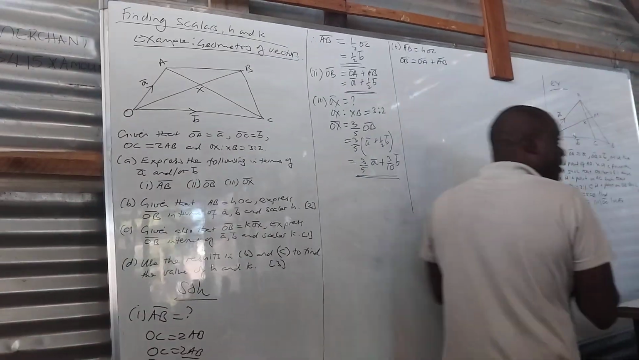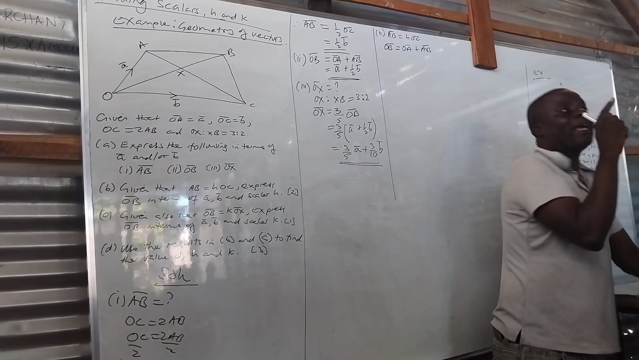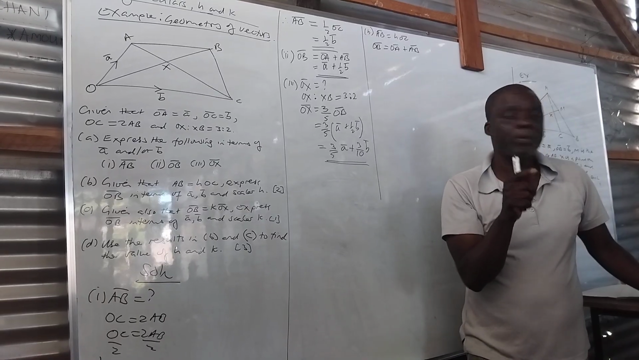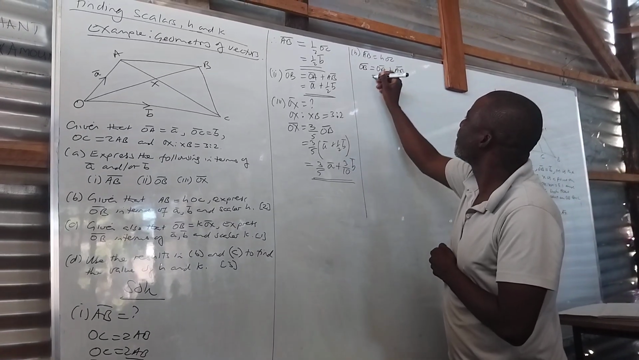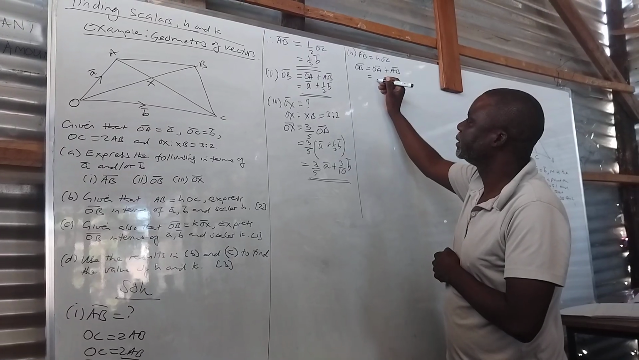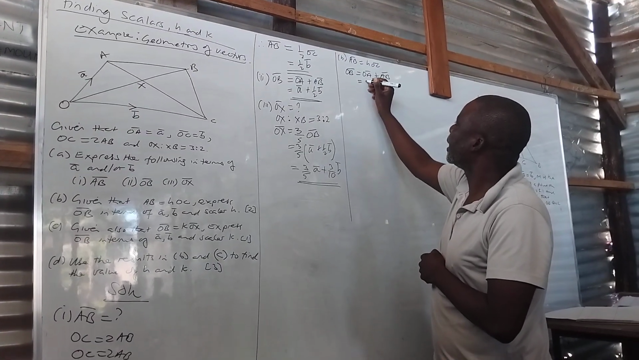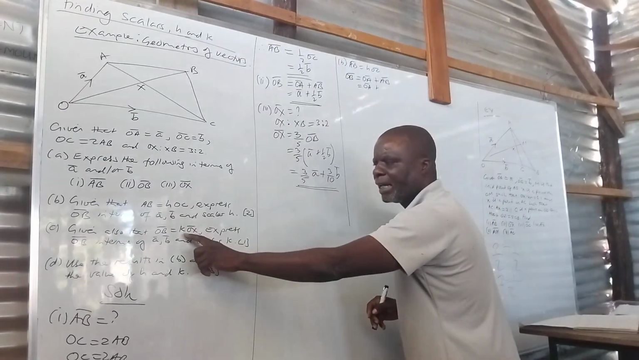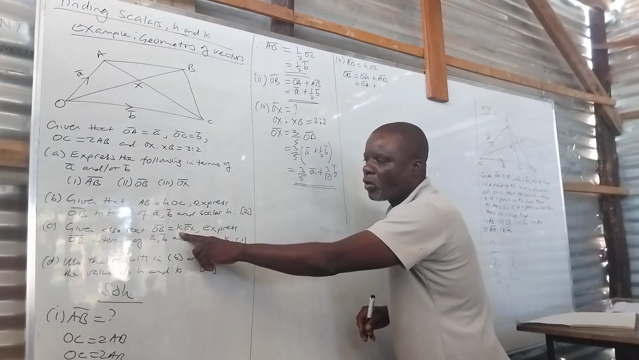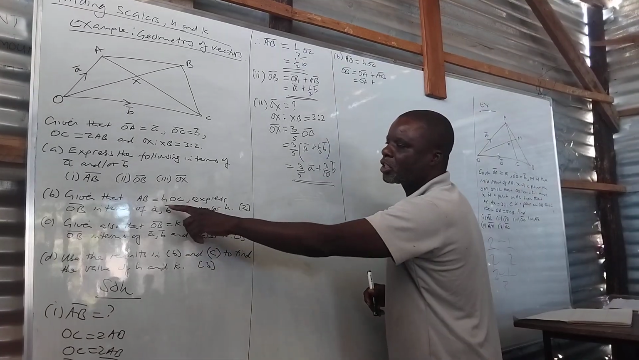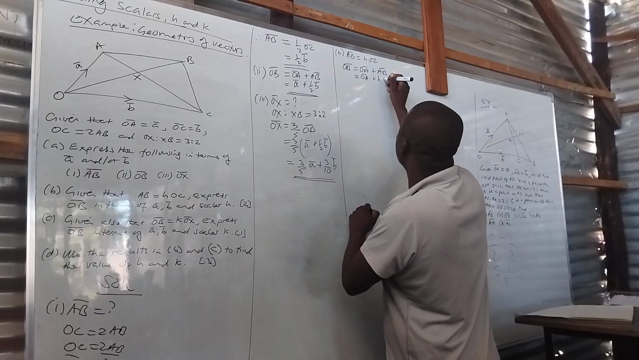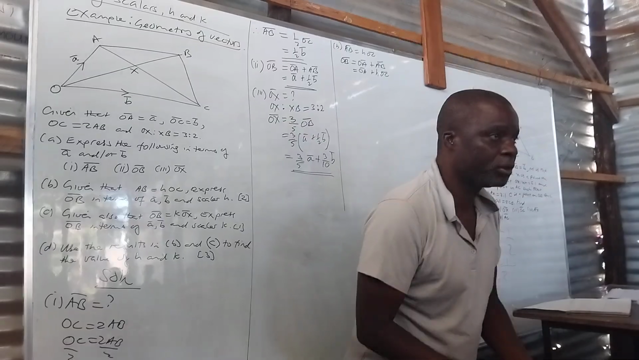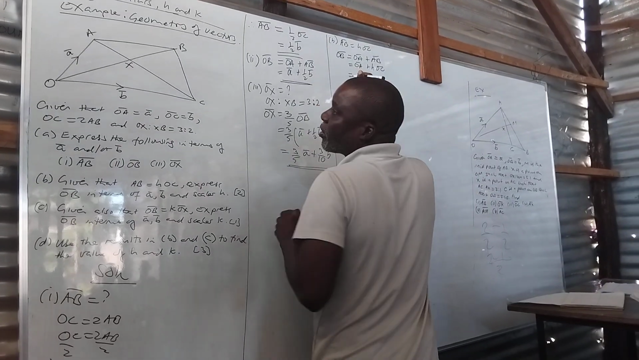So AB comes with h. What is OA? OA is A. What is AB? AB is h OC. Then now we substitute. So what is OA? What is OA?